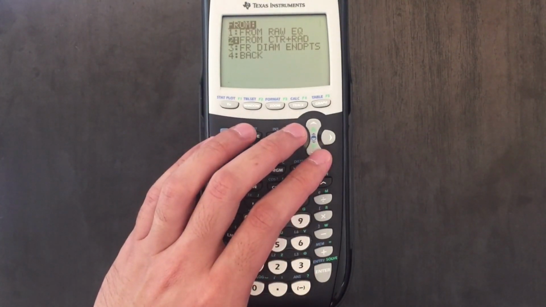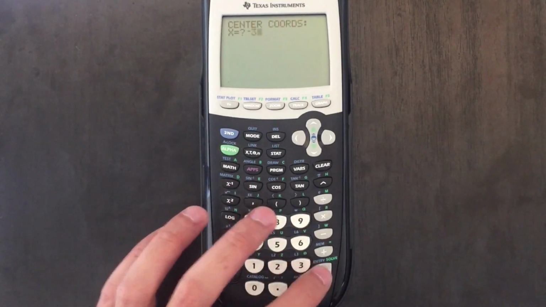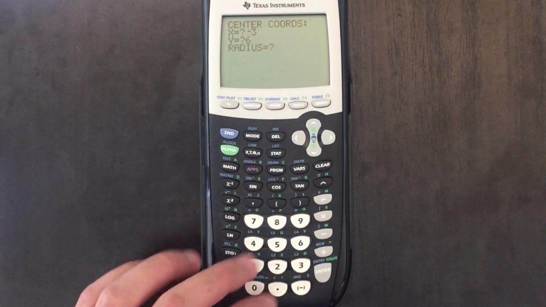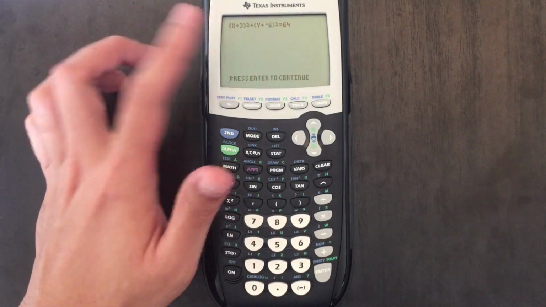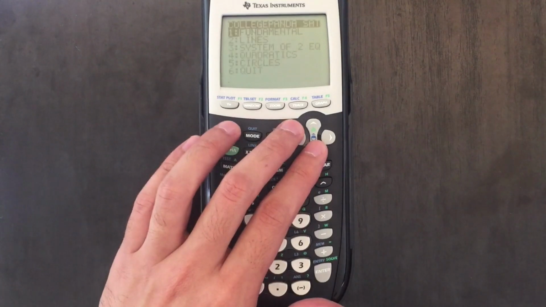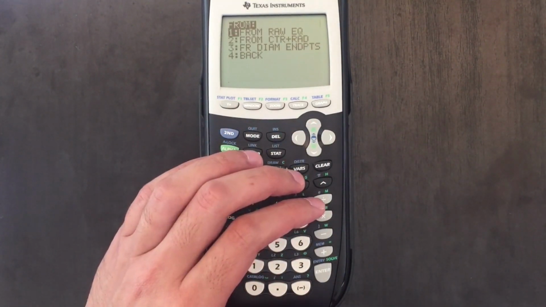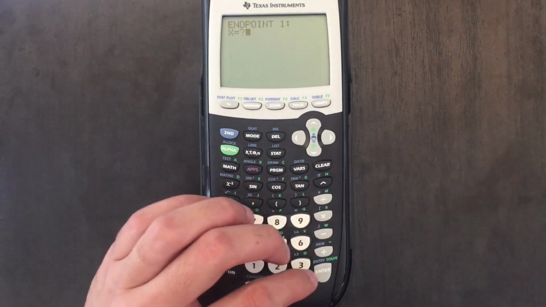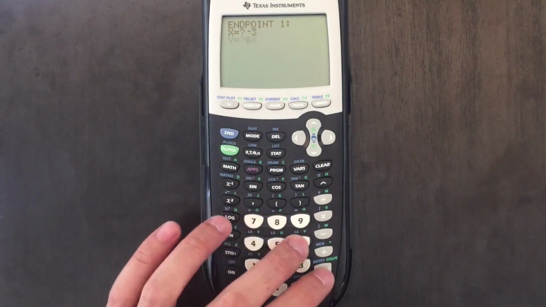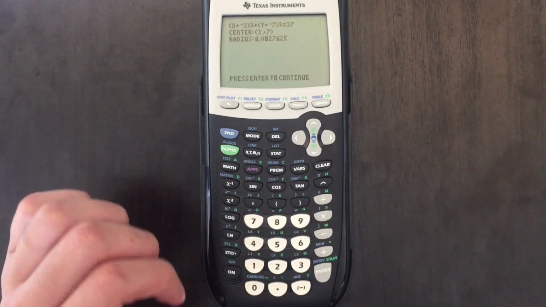We can also find the equation from a given center and a given radius. So if we input a center and a radius, we get the equation of the circle. And if we want to get the equation from the endpoints of a diameter, we can also do that. So -3, 6, and 9, and 8. And there we go.